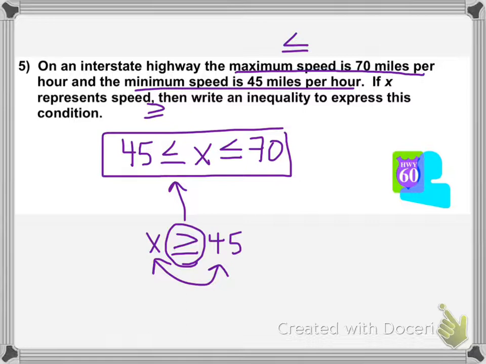Now we're not going to do a whole lot with this year, but you may see this more in geometry. The way this reads is the miles per hour, or the speed, has to be between 45 and 70. So that's kind of what this means. This 45 is the low end, 70 is the high end. We have a less than or equal in both spots here.